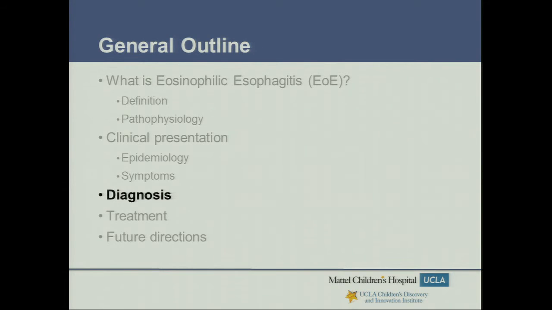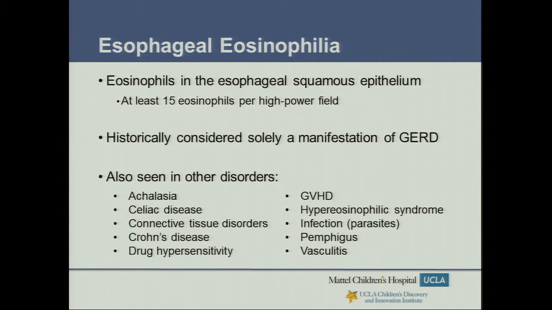So how do we diagnose EoE? I mentioned that these patients need to have symptoms of esophageal dysfunction, and this has to be linked to the presence of esophageal eosinophilia. And that's defined as at least 15 eosinophils per high-powered field on esophageal biopsies.